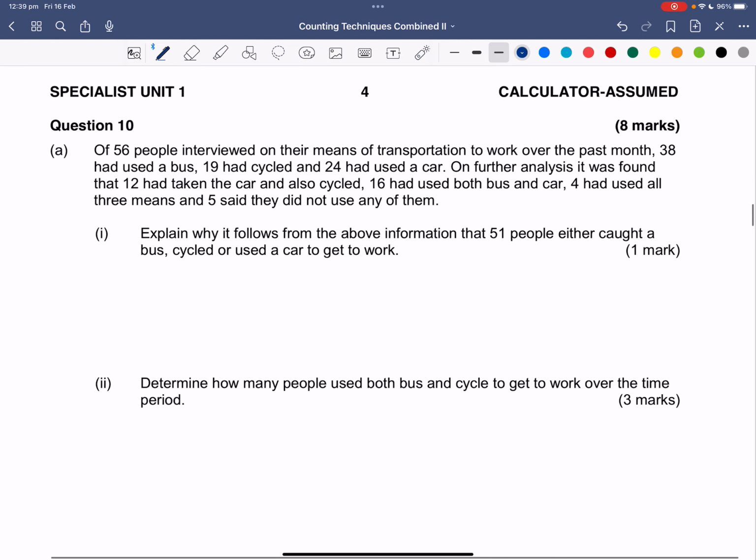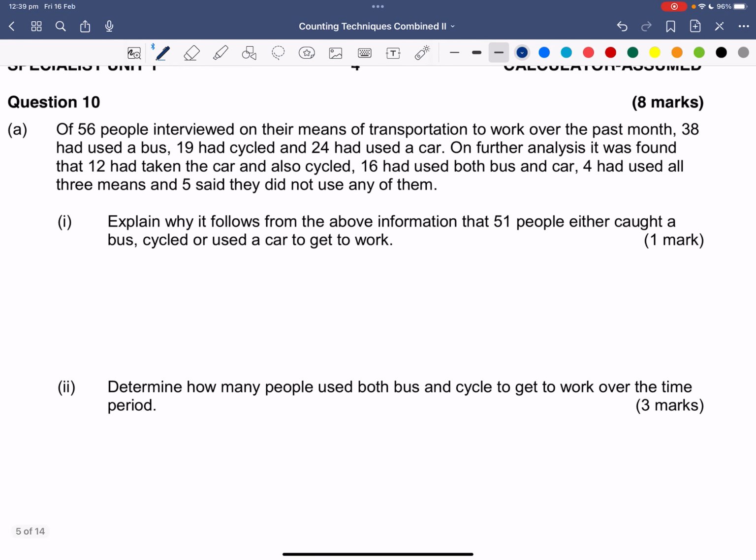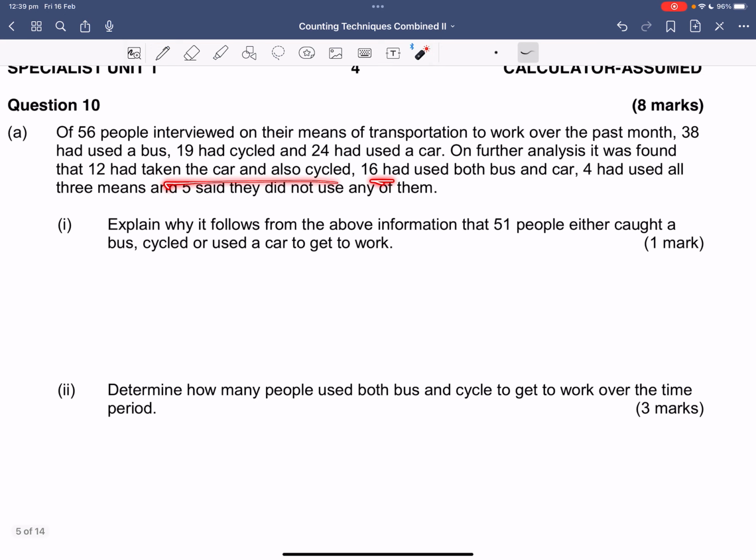Next question. This is another inclusion-exclusion principle, except it is 3 events. Of the 56 people interviewed on their means of transportation to work, 38 used a bus, 19 cycled, 24 used a car. On further analysis, it was found that 12 had taken the car and also cycled, 16 had taken both bus and car, 4 had used all 3 means. And 5 said they did not use any of them.